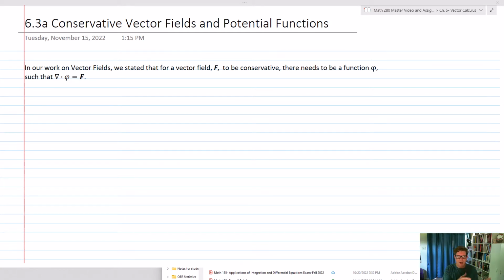So we want to start out talking about these conservative vector fields and their associated potential functions. In our work on vector fields, we stated that for a vector field F to be conservative, there needs to be a function phi such that del phi is equal to F. Okay? And so we had a test for a conservative vector field.